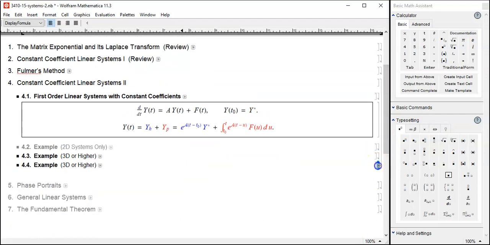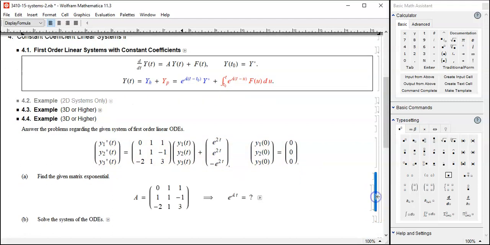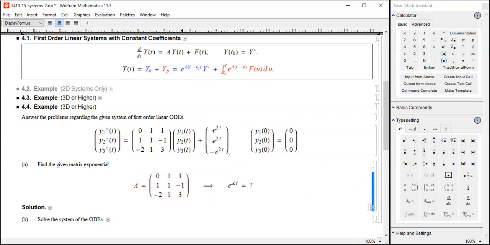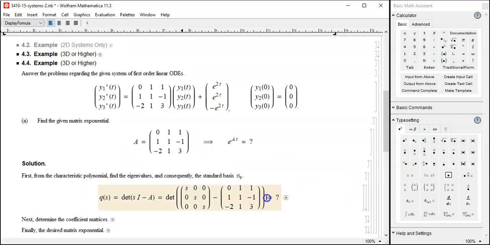Okay, we have enough time for the next problem here. We have this 3 by 3 matrix, and let's find the matrix exponential. How does it work? So let's set up the characteristic polynomial and then factor it. And we have it here, the characteristic polynomial. sI minus A is an easy computation, and then taking the determinant of the 3 by 3 matrix.